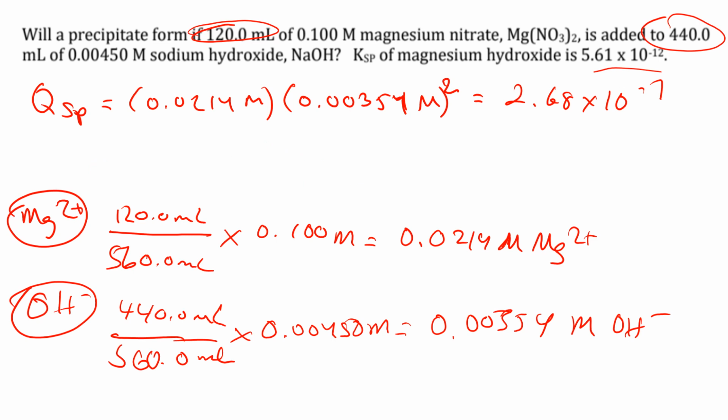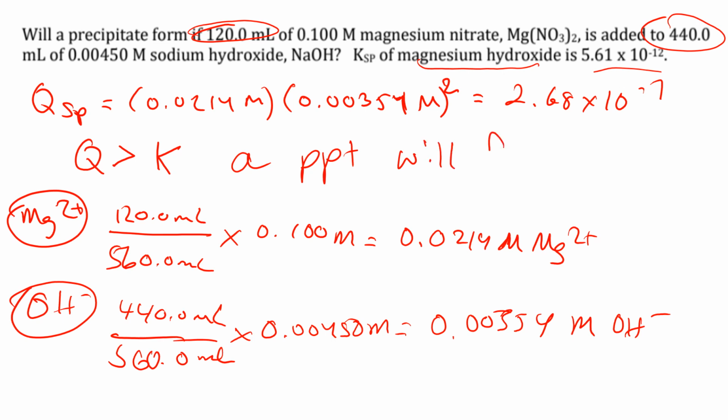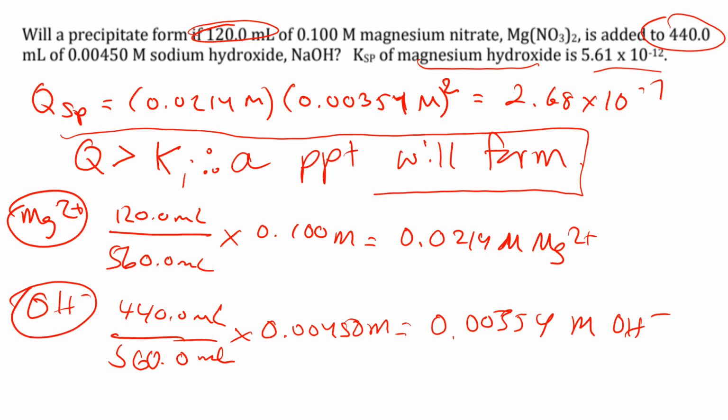So math-wise, my Q is going to be greater than my K, way greater, obviously. What it's asking is, will a precipitate form? If my Q for these concentrations is greater than the Ksp for this particular compound, that means a precipitate will form. So you put your calculations to prove it, and you would say Q is greater than K, therefore a precipitate will form. That's my final answer. If you have any questions, please let me know. Thanks.